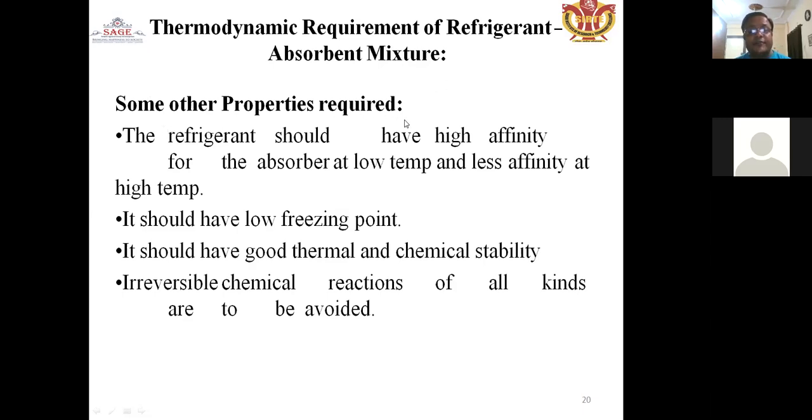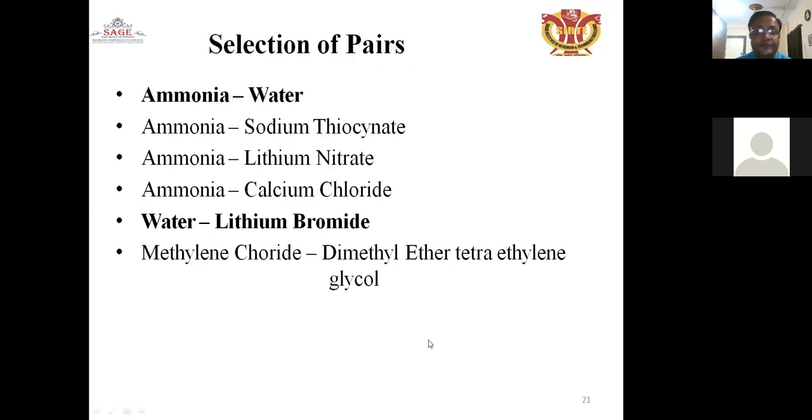Some other properties are required. The refrigerant should have a high affinity for the absorber at a low temperature and less affinity at a high temperature. It should have a low freezing point. It should have good thermal and chemical stability. For the refrigerant used in a vapor absorption system, it should have a low freezing point and good thermal and chemical stability, and irreversible chemical reactions of all kinds are to be avoided.